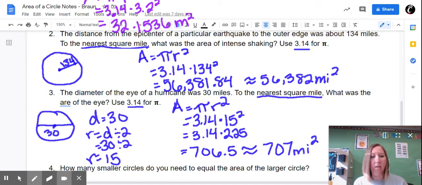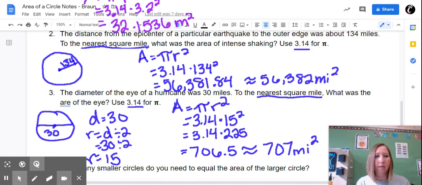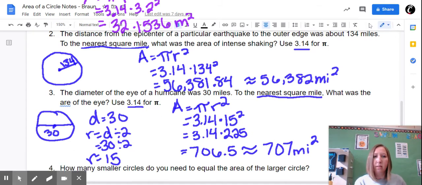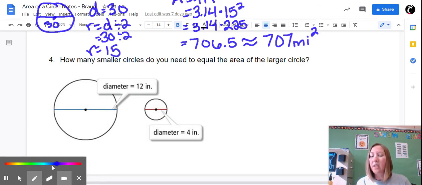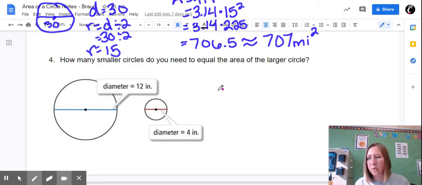Okay, let's take a look at our last problem here. For number 4, it's kind of multiple steps, but we can work through this. It says, how many smaller circles do you need to equal the area of the larger circle? Okay, first of all, since we are talking area, we do want to find our radius because here we're given diameter for both circles.